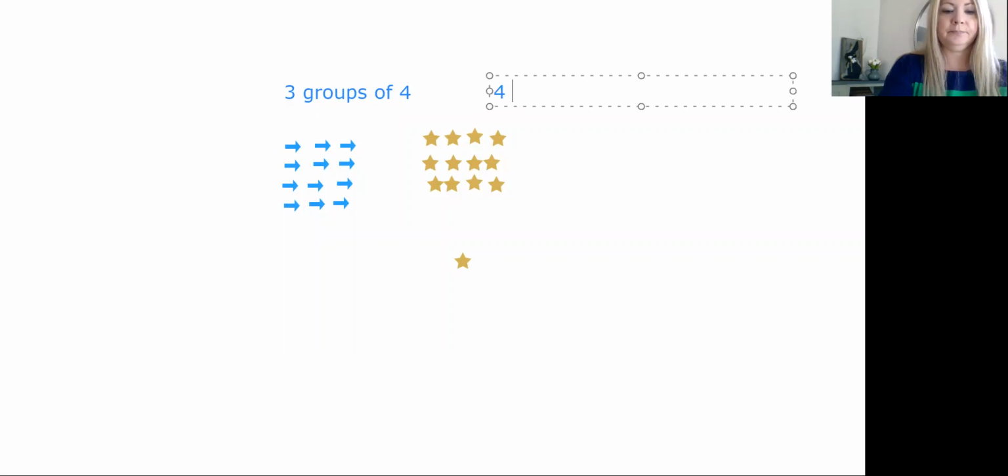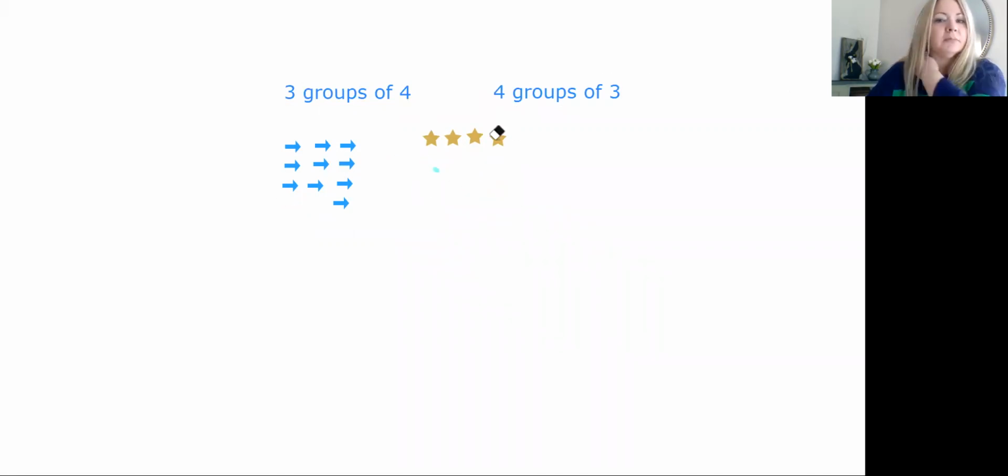So 3 groups of 4, and this one is 4 groups of 3. They both make 12, but they're just put in different ways. So the number of groups you have determines the number of rows you have in your array, and how many you have in your group is how many will be in each row. So let's do one last one together, and then we will send you off to practice on your own.